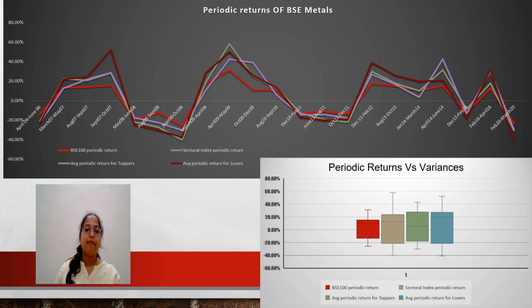Metal company shares have been highly volatile, with the average periodic return for losers being higher than that of toppers for the period April 2006 to June 2008. And then for August 2008 to March 2009, it is seen that the average periodic return for toppers is higher than that of losers. And this trend has been followed throughout the period. In the box and whisker graph, it is evident that BSE 100 is the index that has the least variance, which is preferable for people having high risk aversion.